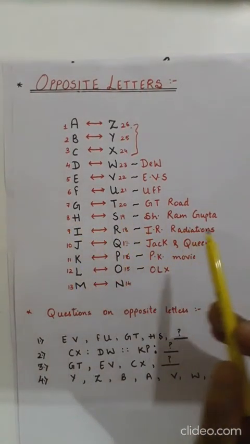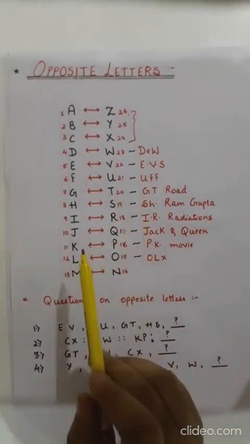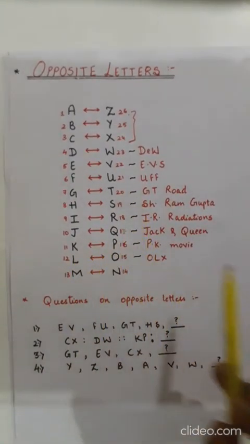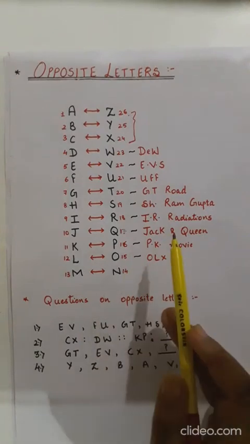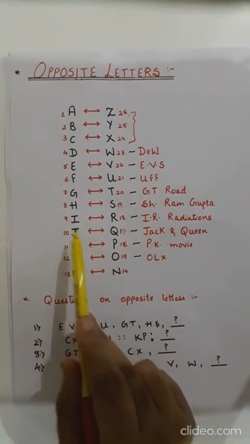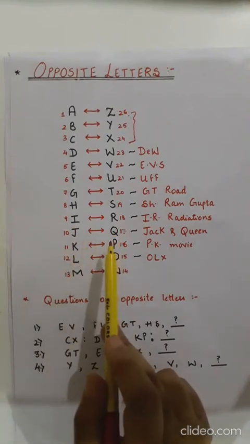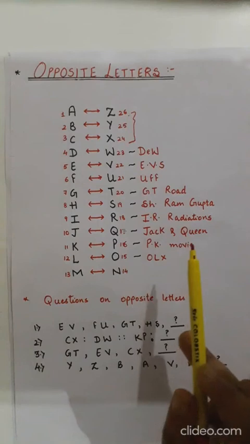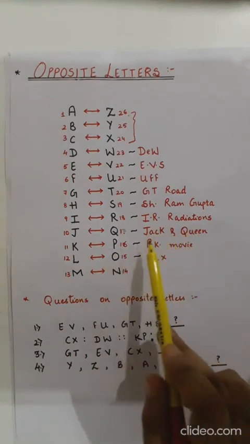Next is GT, we can learn it as GT road. Next is H, the opposite of H is S. We used to say Sri Ram Gupta, Sri Vinod Rana and all that, so the short form of Sri is SH. So the opposite of S is H and H is S. Next is IR. The opposite of I is R, and we used to learn the IR radiations, that is infrared radiation. So IR, the opposite of I is R and R is I.